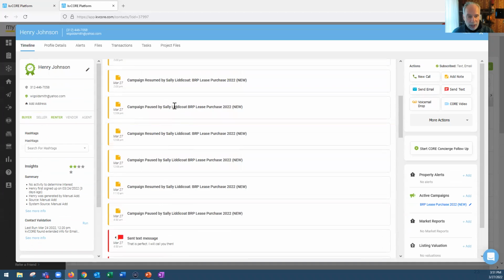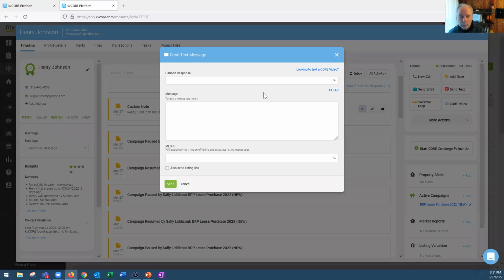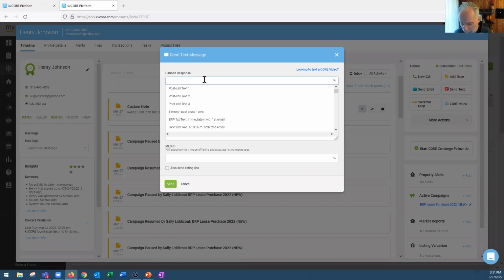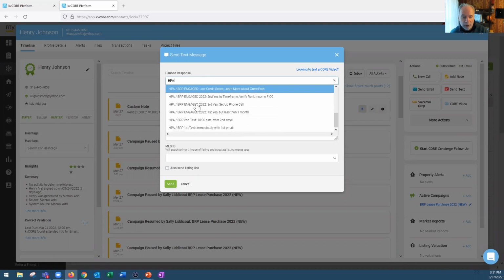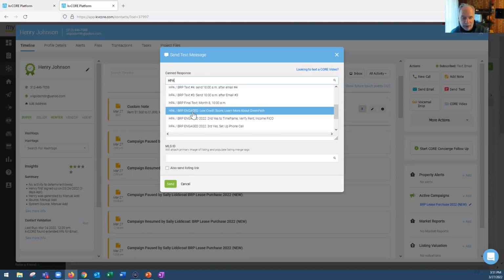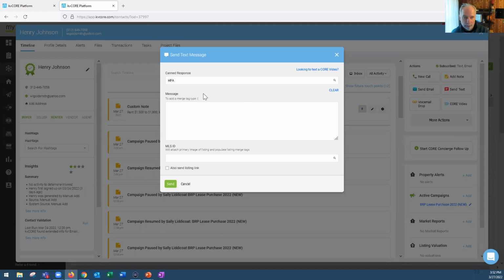So we go back up to the top, we realize that Henry said he's looking to move in less than 1 month. But we know that's not going to work for Home Partners. We need at least 2 months, if not 3 months. So we want to send Henry a text. Again, just start off with the letters HPA. And then these are all the texts that are in the drip campaign. But we also have 4 texts here that have the word engaged in it. Those are templates that you can use after the consumer's engaged. So let's go to the first one. Yes, but less than 1 month.